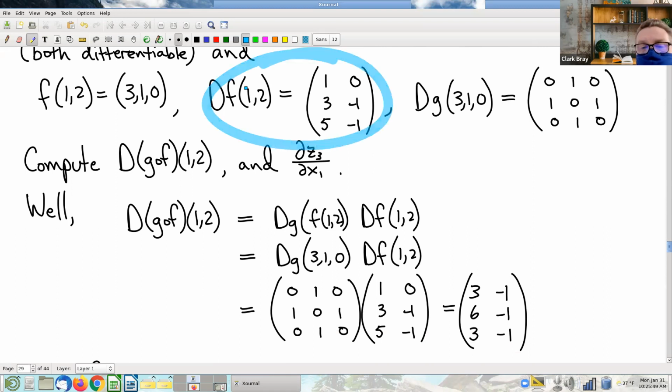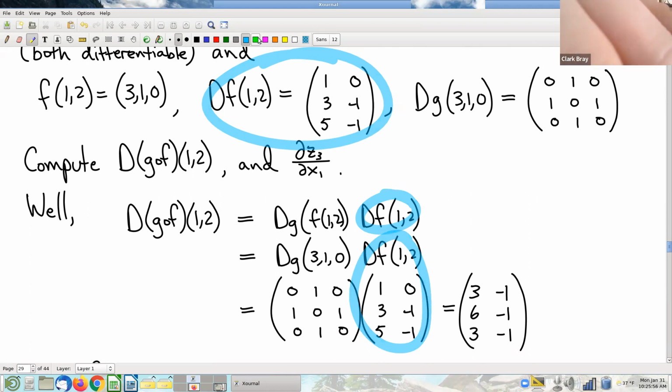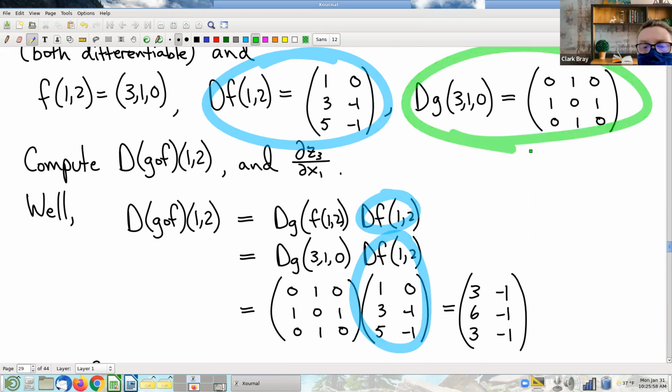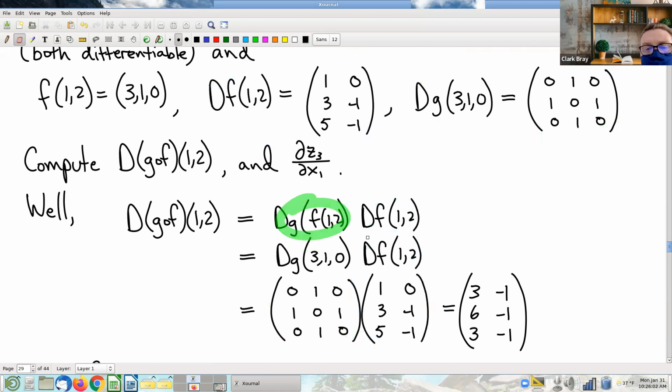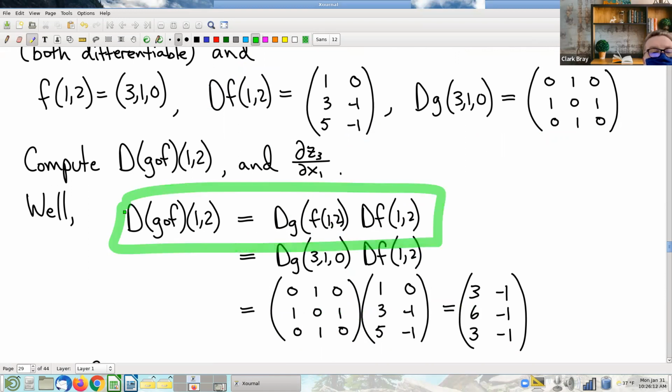With all of that said, df, there it is, boom. dg, there it is. And we just have to multiply these matrices. That's something I'm sure you all remember how to do. And there you go, there's your derivative matrix. So literally, the derivative of a composition is a product of the individual derivatives.